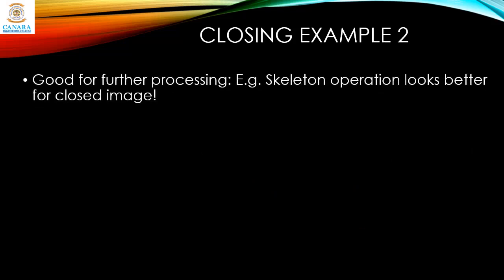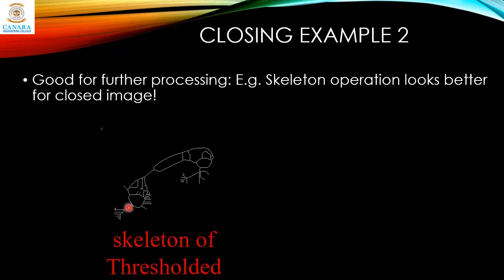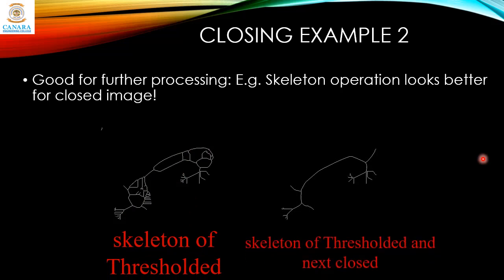The closing is good for further processing. For example, the skeleton operation looks better for closed images. The same image, the skeleton of the thresholded receiver looks like this, but if you look at the skeleton of the closed image, it looks like this. So the skeleton formation is quite clear and neat. We'll understand the skeleton operation later in the next module.